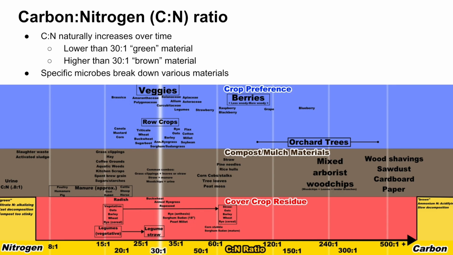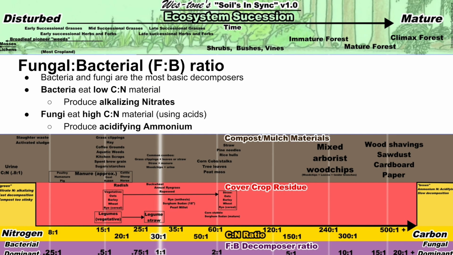To the next point, specific microbes are required to break down these brown versus green materials. Enter the fungal-to-bacterial ratio, and this is based on the work of Dr. Elaine Ingham. Bacteria and fungi are the most basic decomposers. Bacteria tend to eat low carbon to nitrogen materials, or green materials. These are your sugars, starches, proteins, easy stuff to break down. Fungi like to eat high carbon to nitrogen materials. These are your brown materials. This is your lignin, straw, wood, etc. Tough stuff to break down.